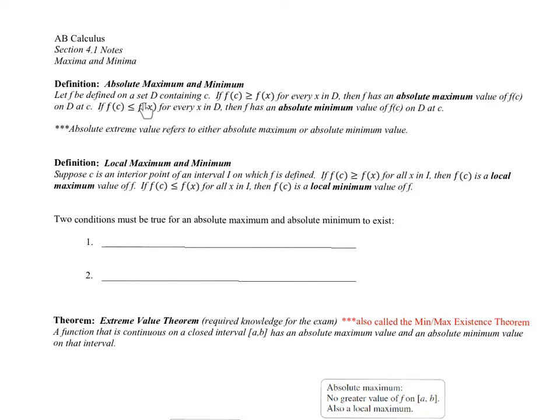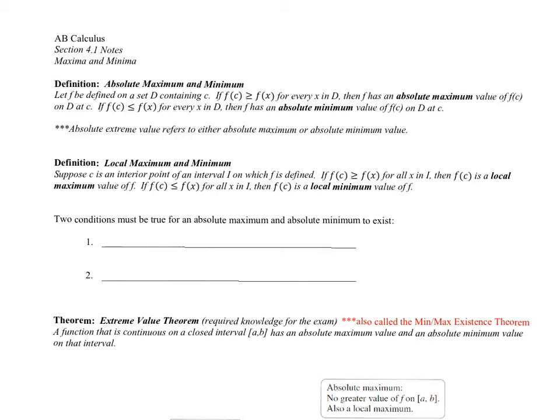Let f be defined on a domain, D, containing the point x equals c. If f of c is greater than or equal to f of x for every x in that domain, then f has an absolute maximum value of f of c on that domain at x equals c. If f of c is less than or equal to all values of f of x within that domain, then f has an absolute minimum value of f of c on that domain at x equals c. Absolute maximum and absolute minimum values are called absolute extreme values, which refers to either of those two.